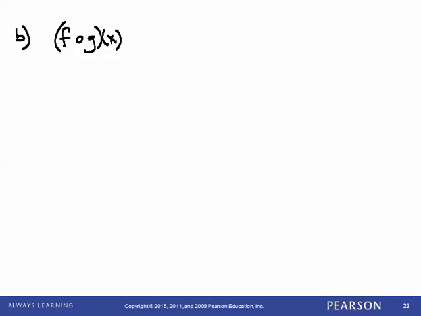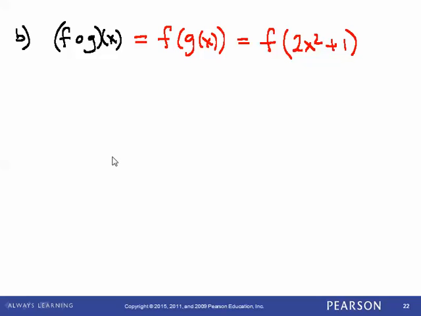Cool. Alright, I'm going to start it here. So let's see. F of g of x. So the g function, the rule for that one is 2x squared plus 1. Plug that into the f function, which is 2 minus x. In this case, it would just be 2 minus, and then whatever that is, 2x squared plus 1.